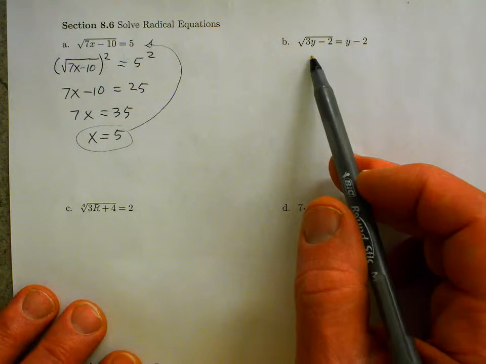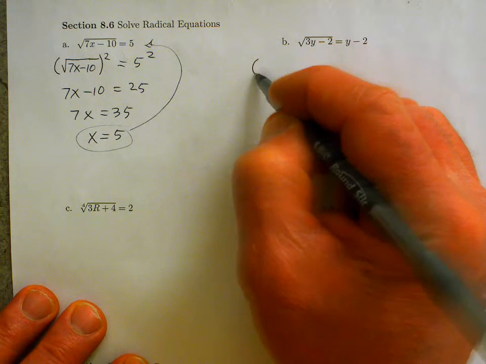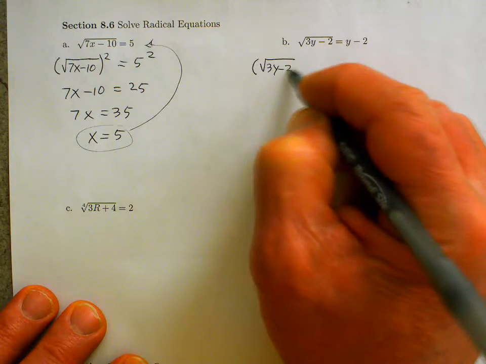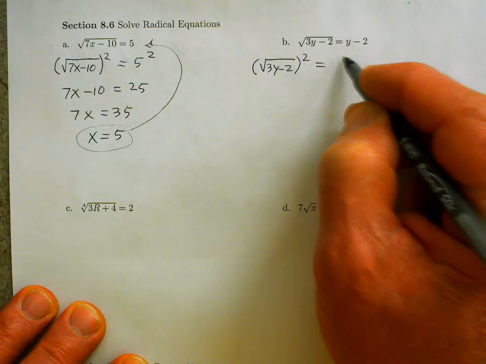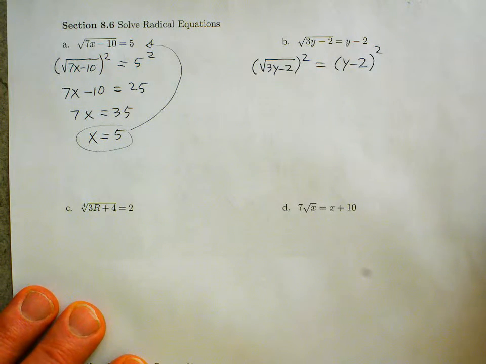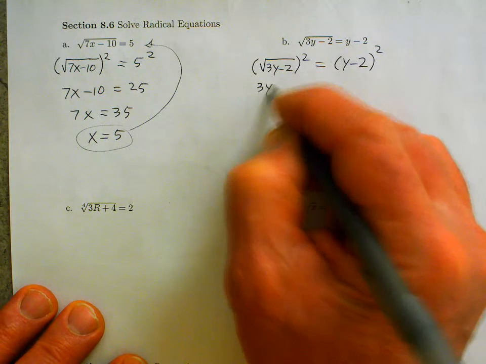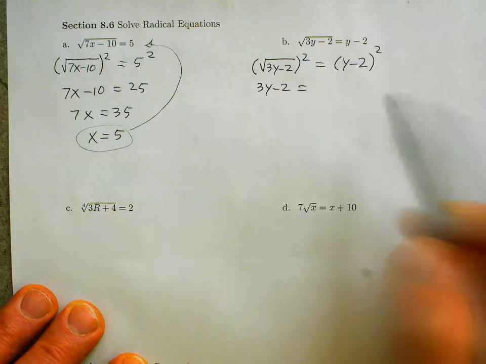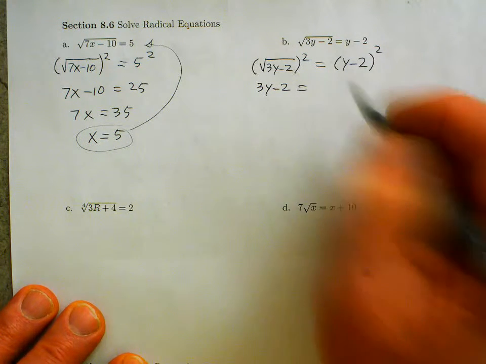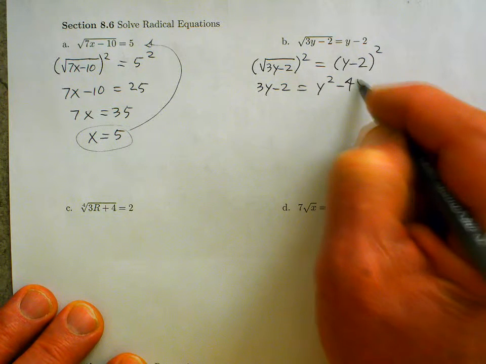The square root of 3y minus 2 equals y minus 2. So we square both sides again. So the square root of 3y minus 2, squared, and square the right-hand side, y minus 2 squared. When we square the square root of 3y minus 2, we just get 3y minus 2. When we square y minus 2, that means y minus 2 times y minus 2, we get y squared minus 4y plus 4.